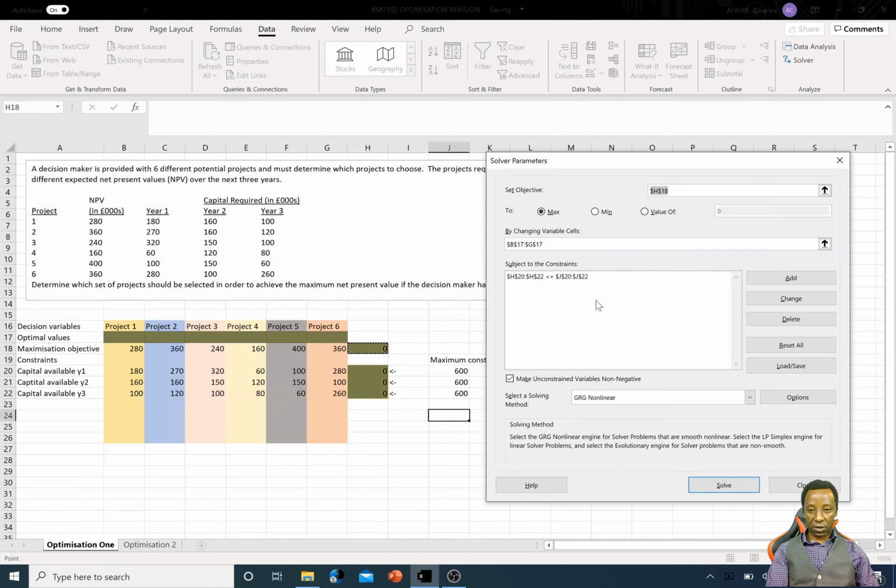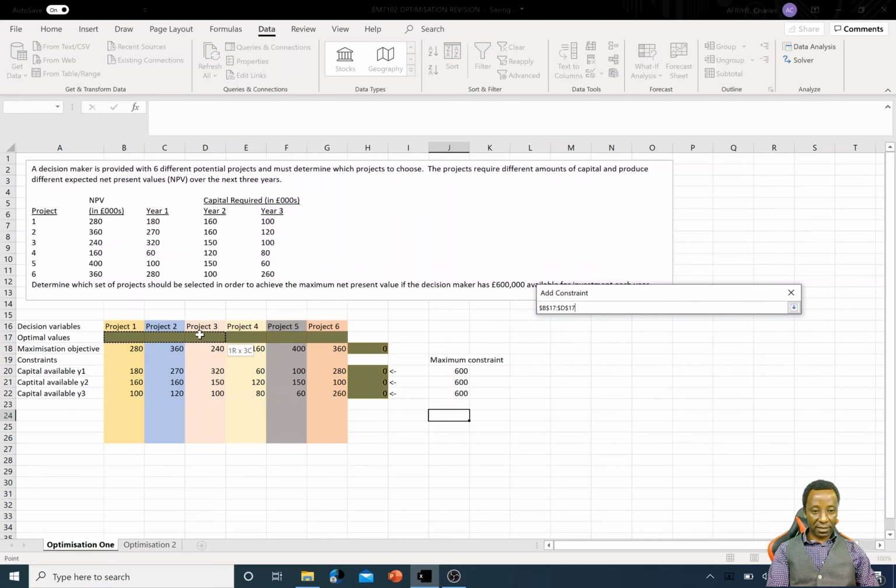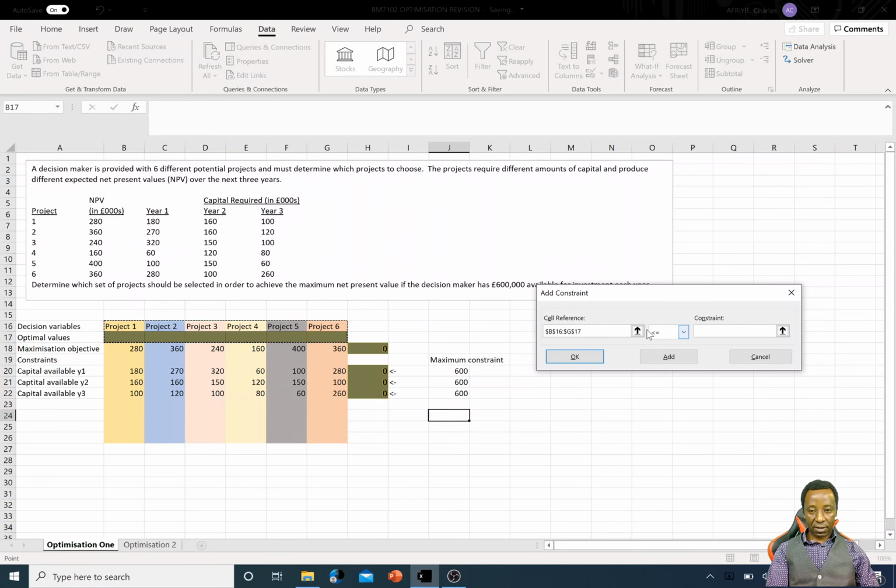We're almost done, apart from we haven't told Solver that the optimal values here should be binary. So they should be 1 or 0. 1 means yes and 0 means no. So we have to add another constraint, and we select these again. We click on that drop down and we say they should be binary, bin. We say okay.